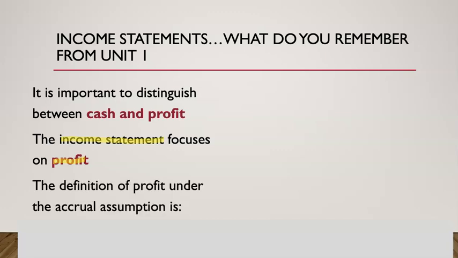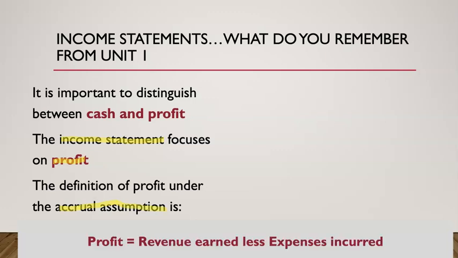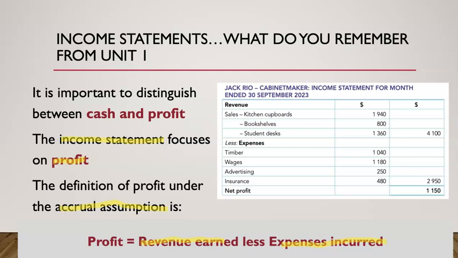And I hope that you remember the definition of profit under the accrual assumption, which is an important accounting assumption: profit equals revenue earned in the period less expenses incurred. So we're going to identify all the revenue that's occurred in that period, minus all the expenses incurred, and that will get us to our profit. And we're going to report it in an income statement that looks something like this. And this is what we did in unit 1.